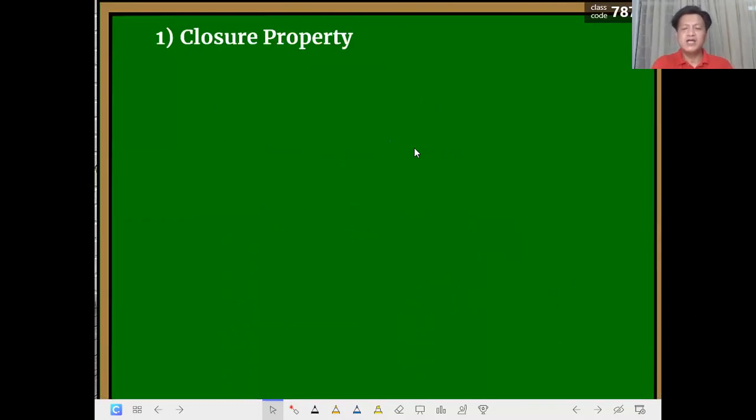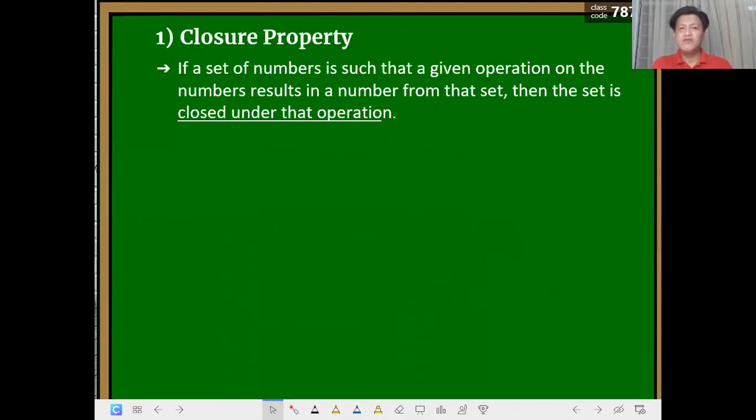Pag sinabi natin closure property, if a set of numbers is such that a given operation on the numbers results in a number from the set, then the set is closed under that operation. Ano nga bang ibig sabihin na tinutukoy dito? Ibig lamang sabihin nito, pag sinabi natin closure property, kapag meron tayong inadd, sinubtract, or minultiply na integers, lagi pong merong closure. What does it mean? Merong sagot. At yung sagot po natin dyan ay yun yung tinatawag natin integers.